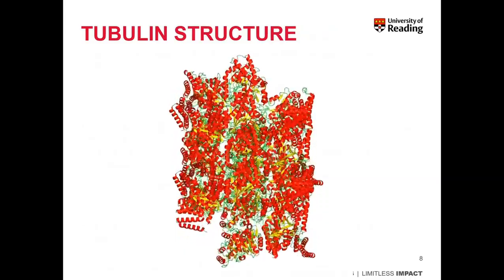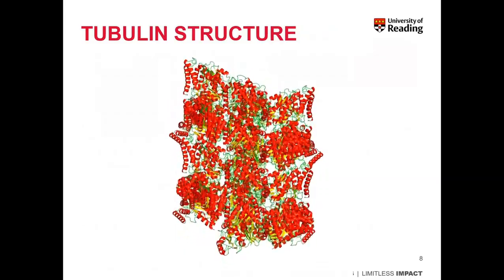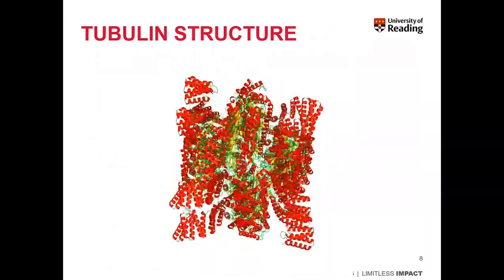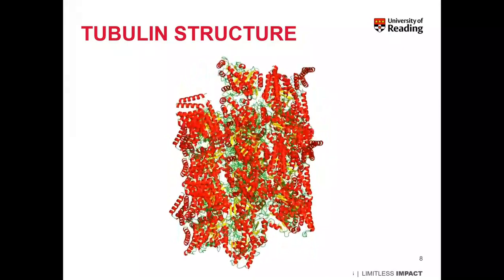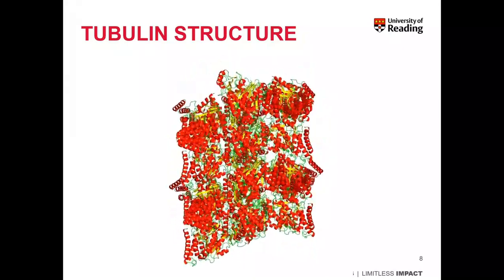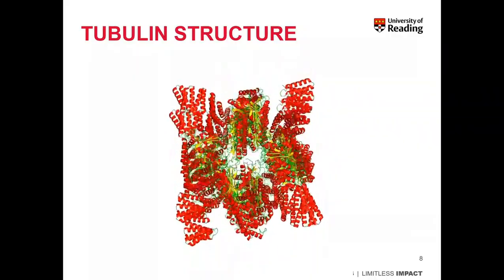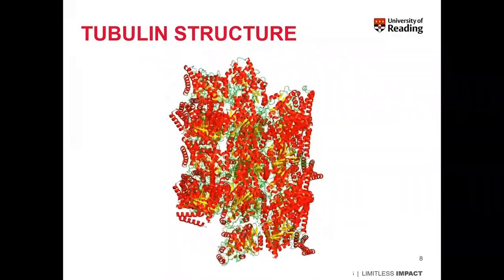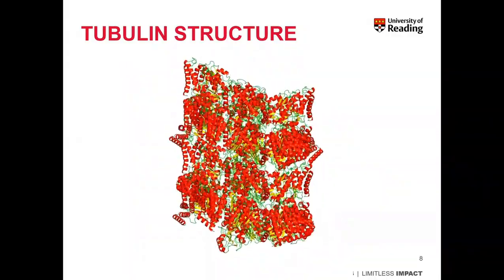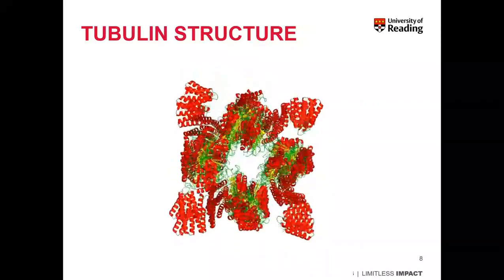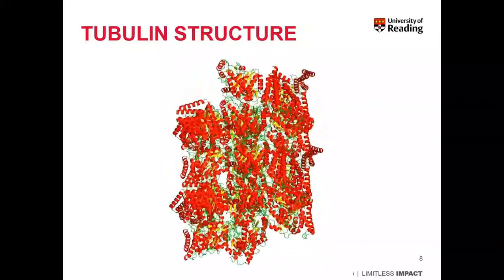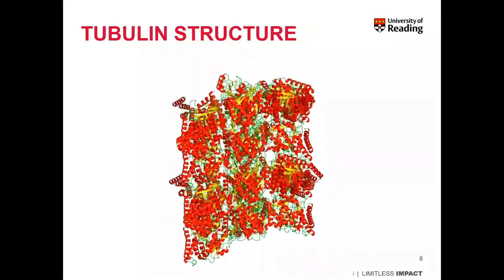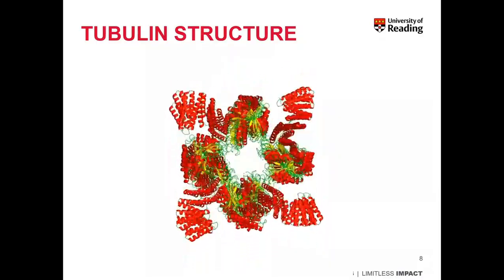And again, I just want to show you what the structure of this protein, of this polymerized protein, actually looks like. So this is the tubulin structure. Now again, in red you have your alpha helices and in yellow your beta sheets. Now hopefully you can see that the tubulin contains a very large number of alpha helices, and this suggests that they are very strong and help it to perform its role as a structural protein.